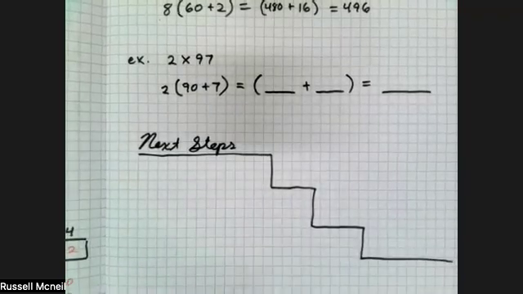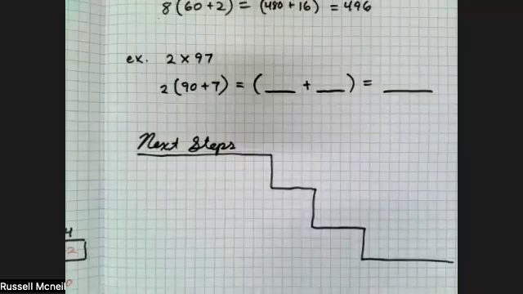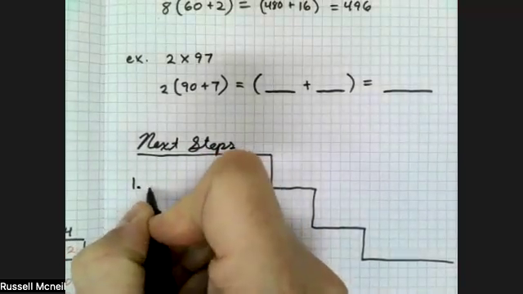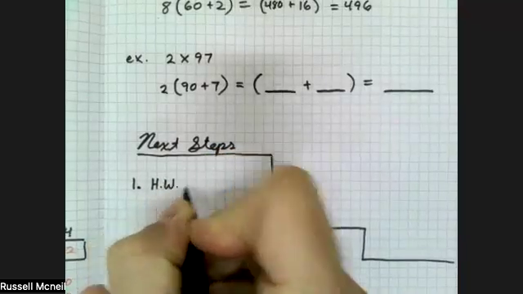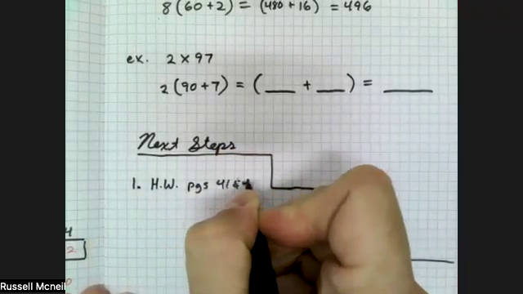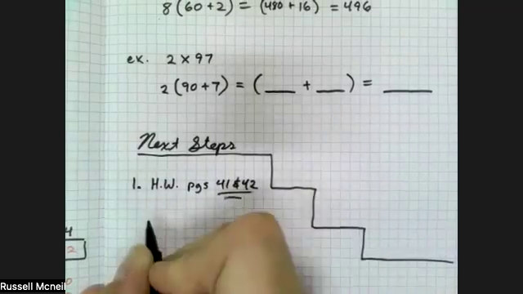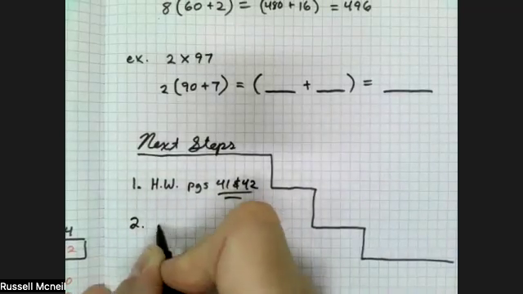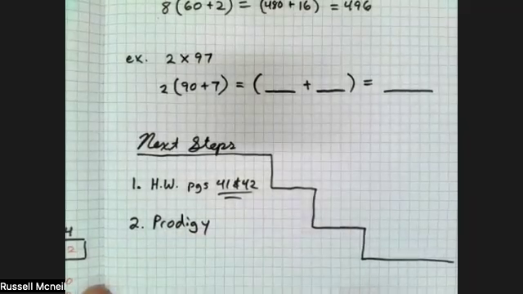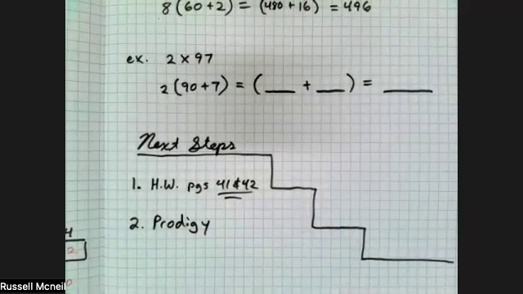We're going to skip the classwork book today, and we're just going to hop into the homework book, and we're going to do homework pages 41 and 42, both sides tonight. And should you happen to finish that, you can head over to Prodigy. All right, those are our only next steps today.